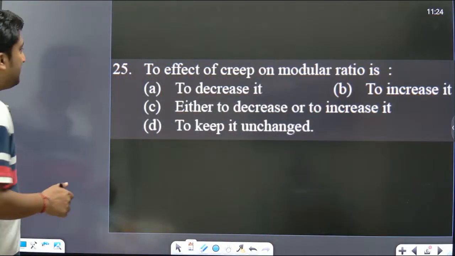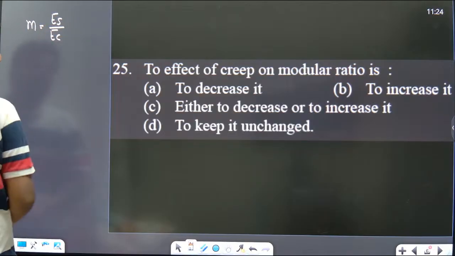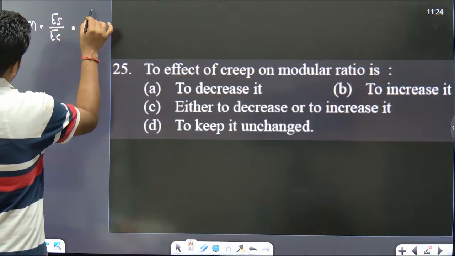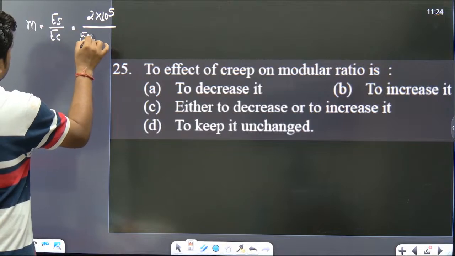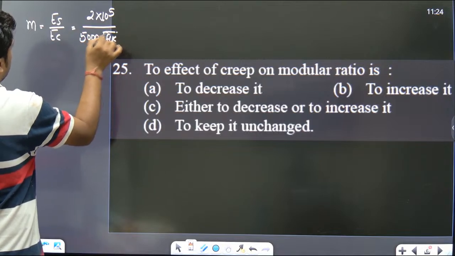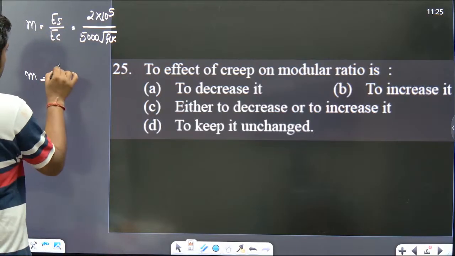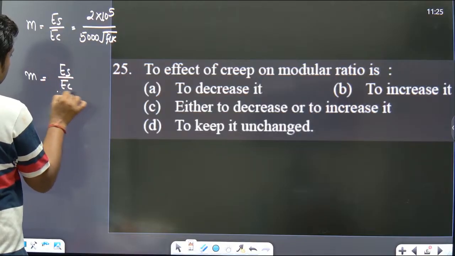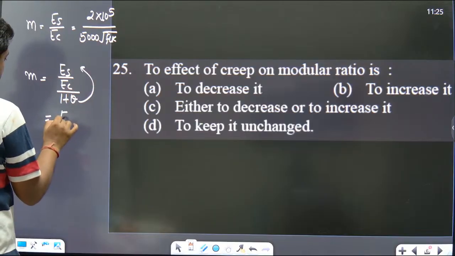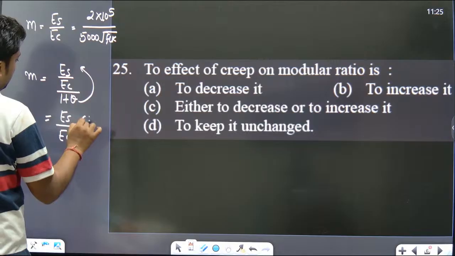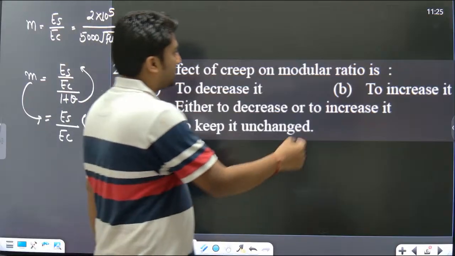You can see very carefully. For short term static modulus of elasticity, the modular ratio is the Young's modulus of steel to the Young's modulus of concrete. For short term it is 2 into 10 to the power 5, and EC is 5000 under root FCK. Whenever you see the modular ratio for long term, the EC value changes by 1 plus theta. So this 1 plus theta comes in the denominator, ES upon EC into 1 plus theta. So by considering the long term effect, the modular ratio increases.